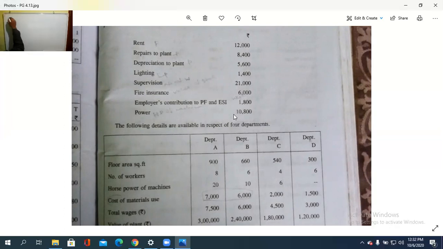Items, then basis of apportionment, then production department total, then what? Department A, Department B, then Department C, and Department B.